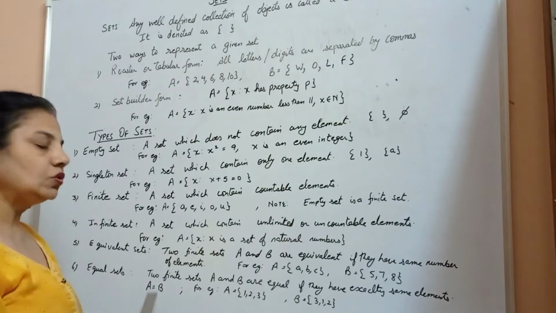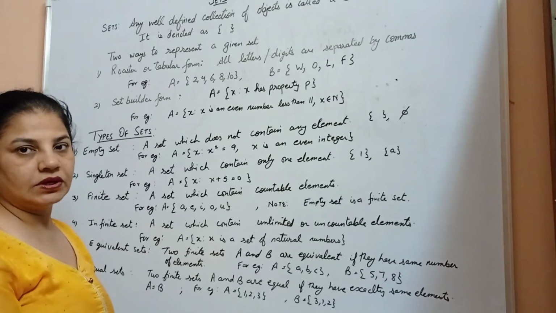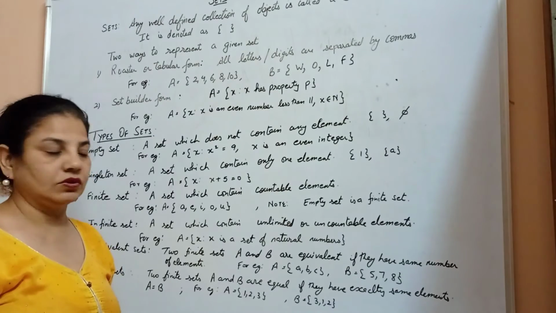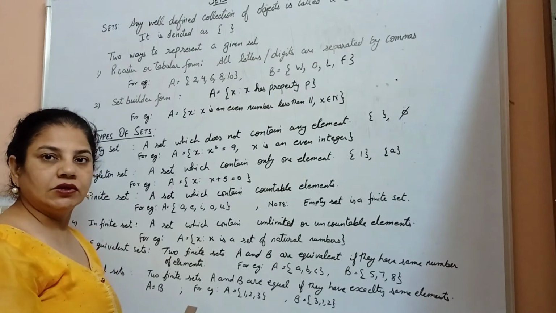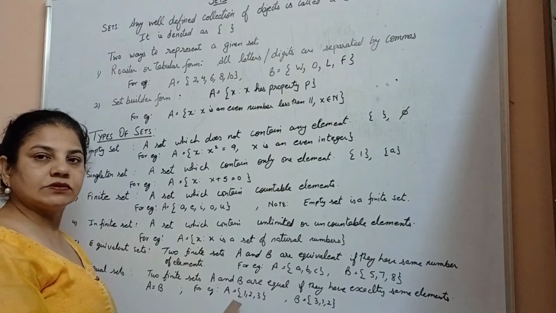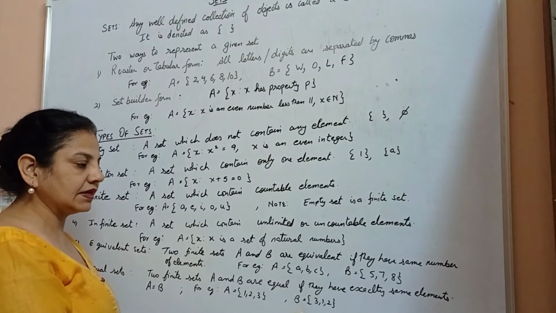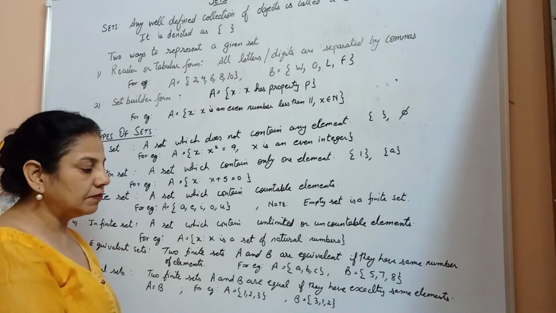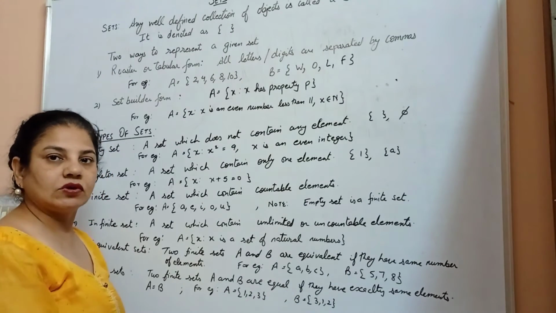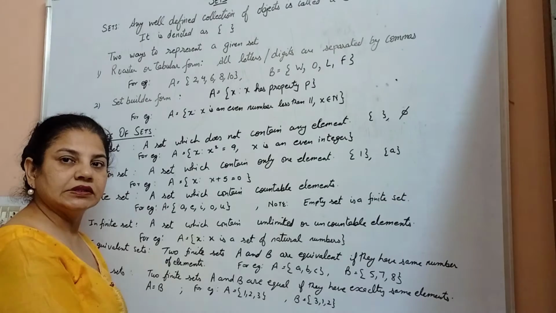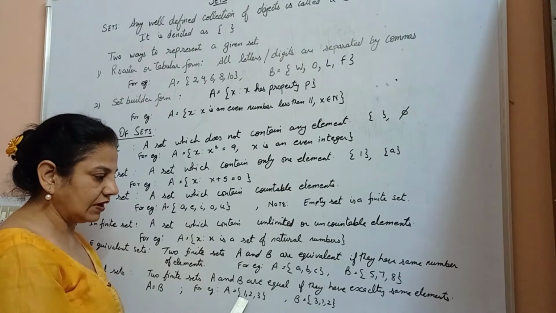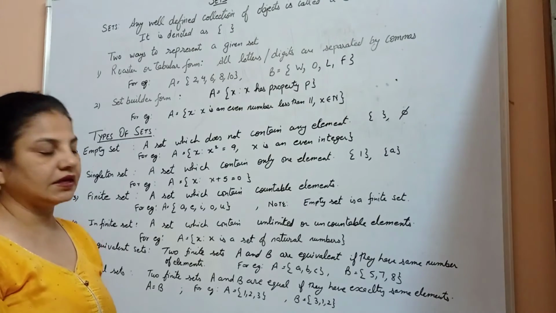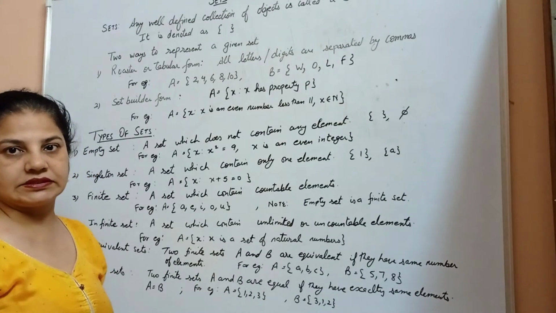Equal set: two finite sets are said to be equal when they have the same number of elements as well as the same elements. For example, set A has elements 1, 2, 3 and set B has 3, 1, 2. Both have 3 elements and all 3 are the same, but the order has changed. It hardly matters. Order can be changed, but the elements should be the same. 3 is here, 3 is there, 1 is there, 1 is there, 2 is there, and 2 is also there in set B. So we say that A and B are equal sets.